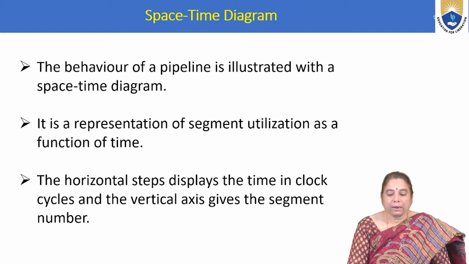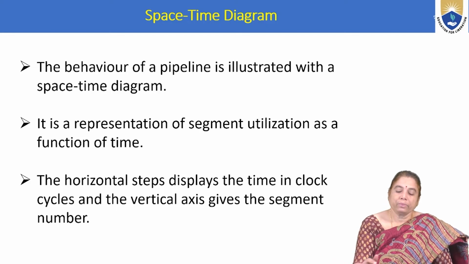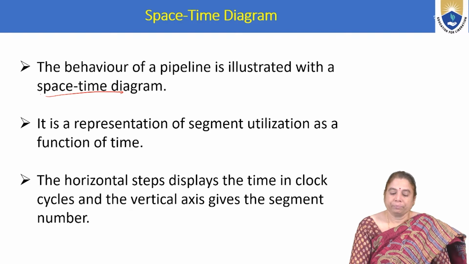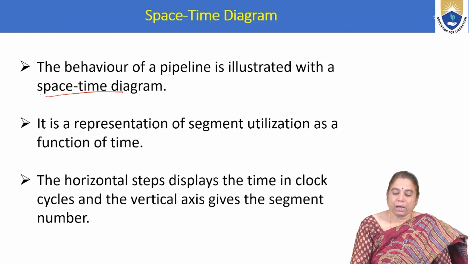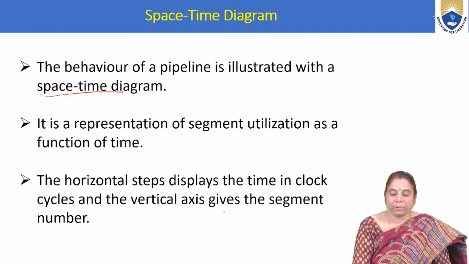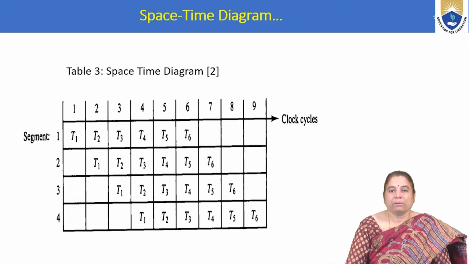And the behavior of the pipeline can be illustrated with a special diagram. The diagram is referred to as a space-time diagram. It is a representation of segment utilization as a function of time. The horizontal axis displays the time in clock cycles and the vertical axis gives the segment numbers. So how does the space and time diagram look? This is an example of a space and time diagram.